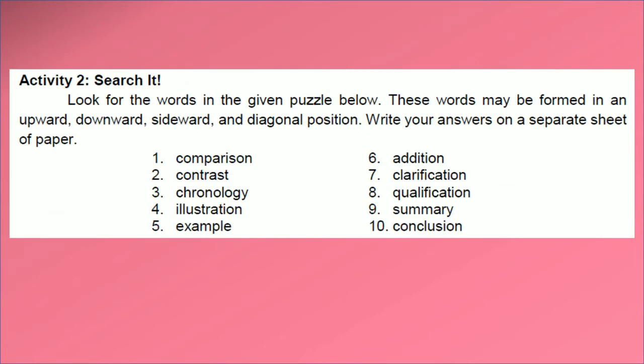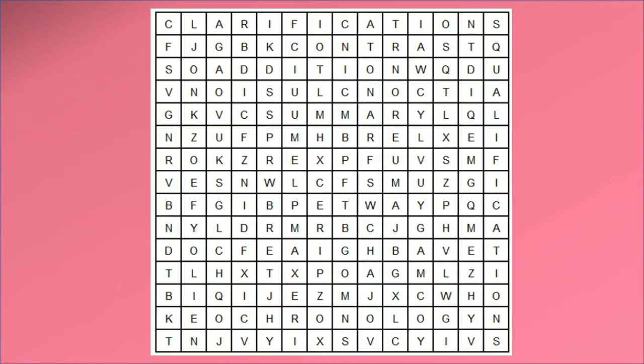Now, for activity number 2, look for the words in the given puzzle below. So, I will show a puzzle later. There are words there that you will look for. Comparison, contrast, chronology, illustration, example, addition, clarification, qualification, summary, and conclusion. Okay, so this is the puzzle I said you would search for words in earlier.